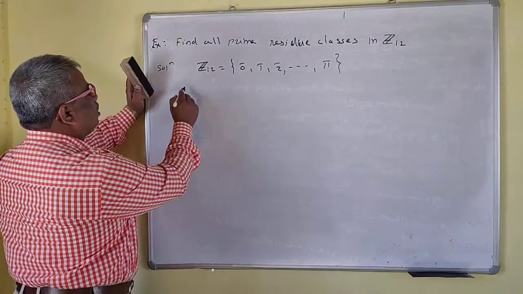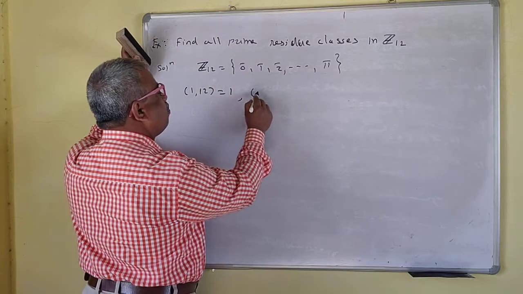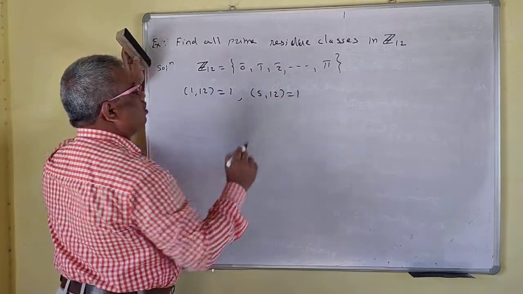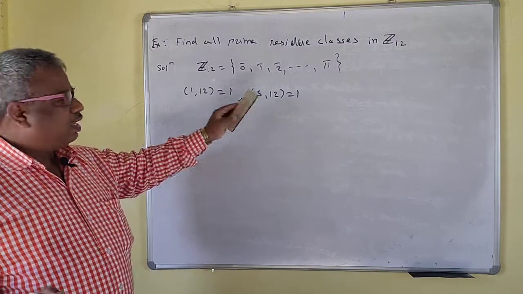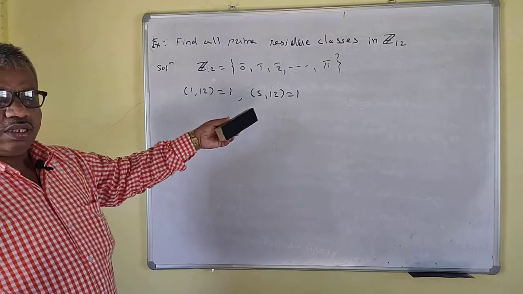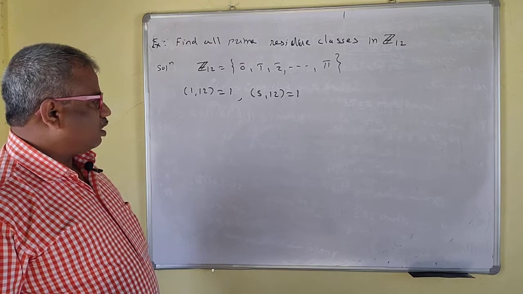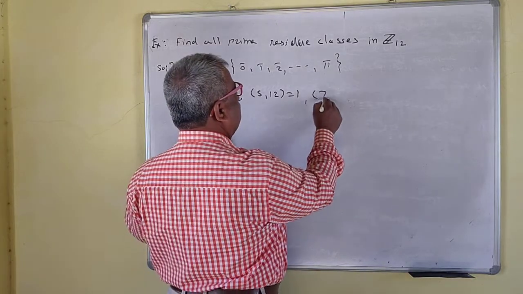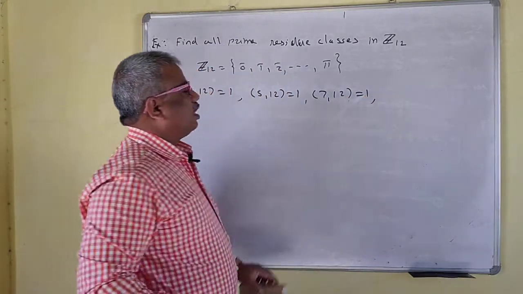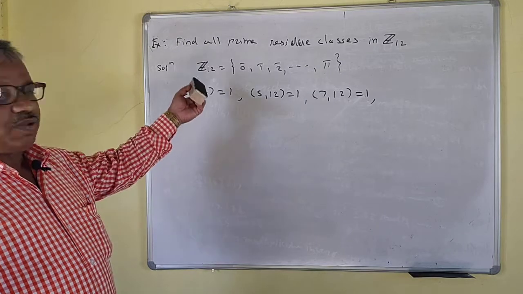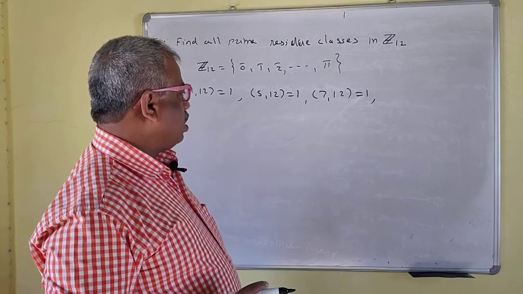GCD of 1 and 12 is 1. GCD of 5 and 12 is 1. GCD of 2 and 12 is not 1. 2, 3, 4 are the divisors of 12. 6 is a divisor of 12, so this GCD is not 1. Now 7 and 12: the GCD of 7 and 12 is 1. Then 8 is even. You cannot take an even number because 12 is even, so the GCD is not 1. So 8 is not there.